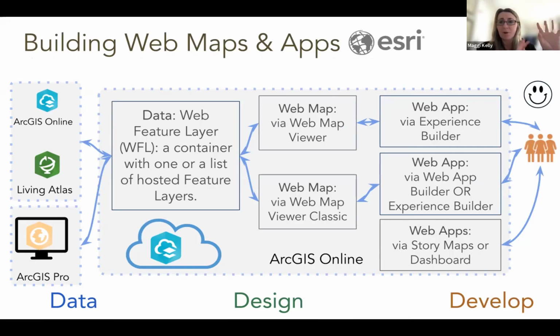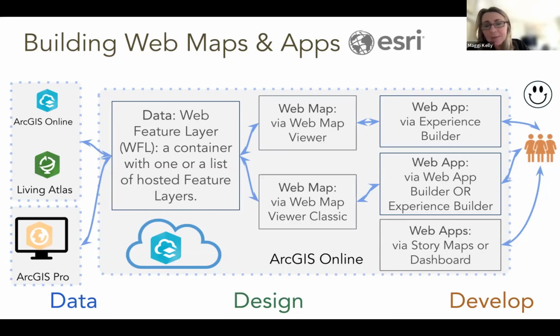Data is going to come from a whole bunch of different places: Living Atlas, ArcGIS Online, your local data sets. It's going to be in the cloud as feature layers or image layers or whatever type of data you have. You're going to push that data into a web map, and then you're going to push that web map to create a web app.